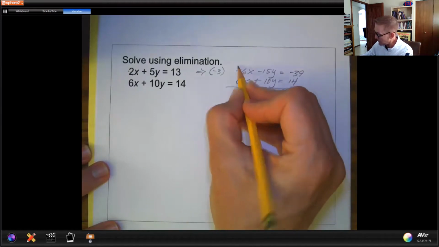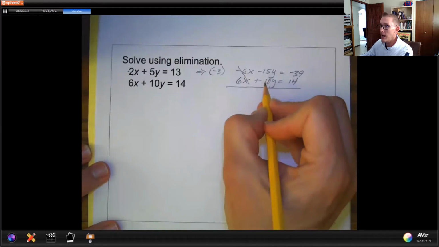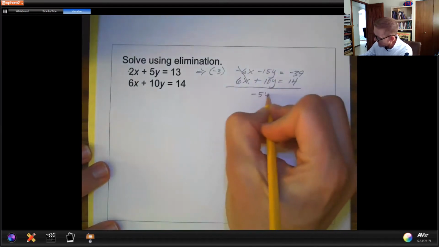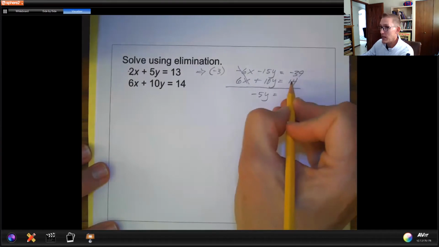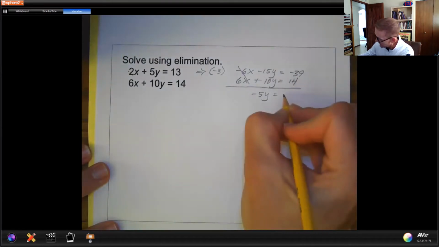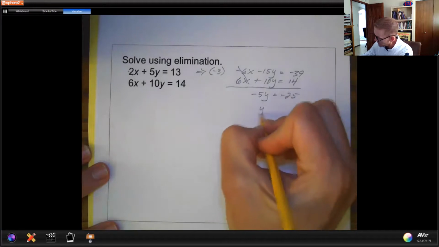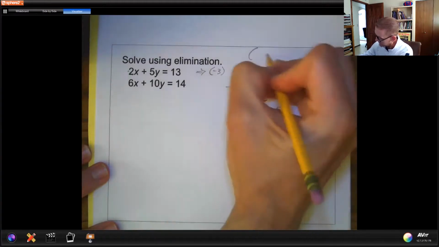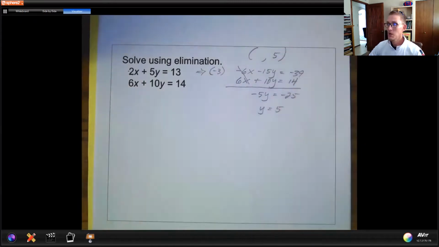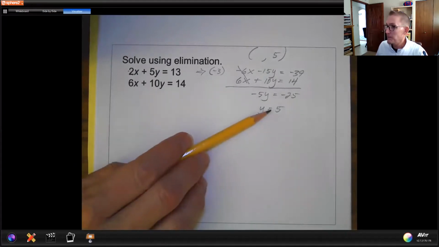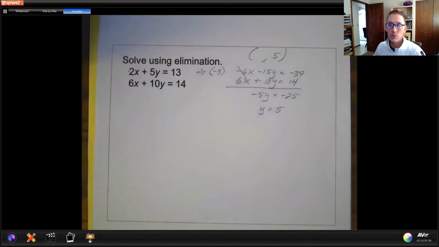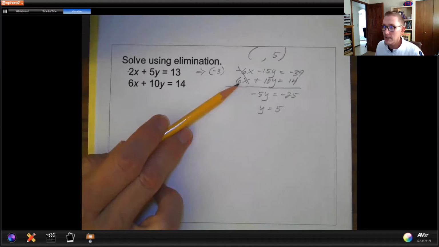Let's combine and eliminate. So the x's will now cancel out. -15y and +10y is -5y. -39 and +14 is going to make -25, which means y equals 5. Now I've got one of two choices here. In my first two examples, I would just take this 5 and plug it into either equation and solve. But I want to show you another way it can be done in a problem like this. I set up the x's to eliminate and cancel.